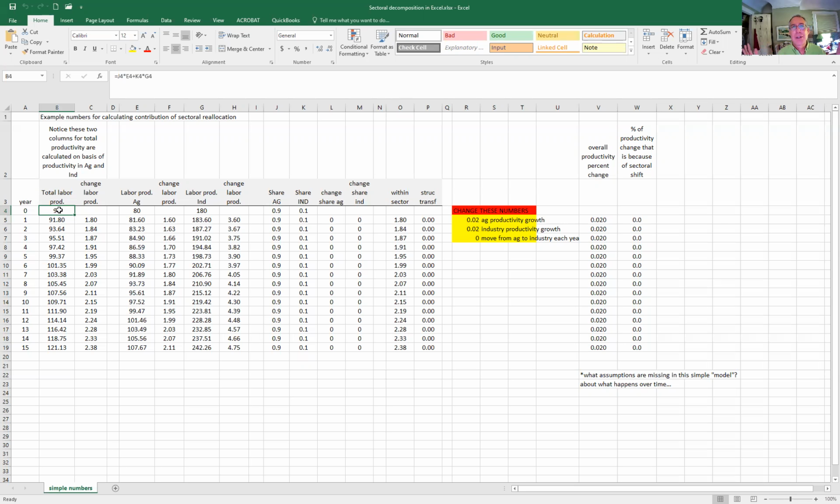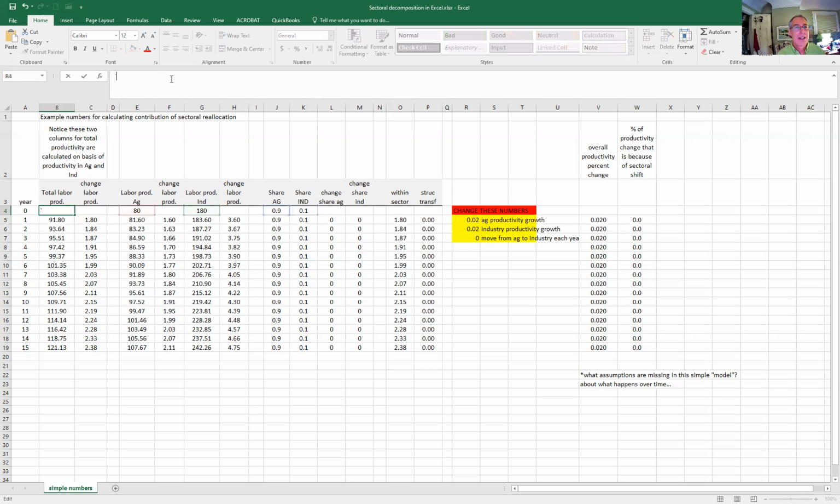And of course, the agricultural sector is enormous and very varied, so we're aggregating all that to a single number. And then we have, sorry, this is total labor productivity. So we have the agricultural sector, 80 here, and then we have the industrial sector with productivity of 180 here. And we start with 90% of the workers in the agricultural sector and only 10% of the workers in the industrial sector.